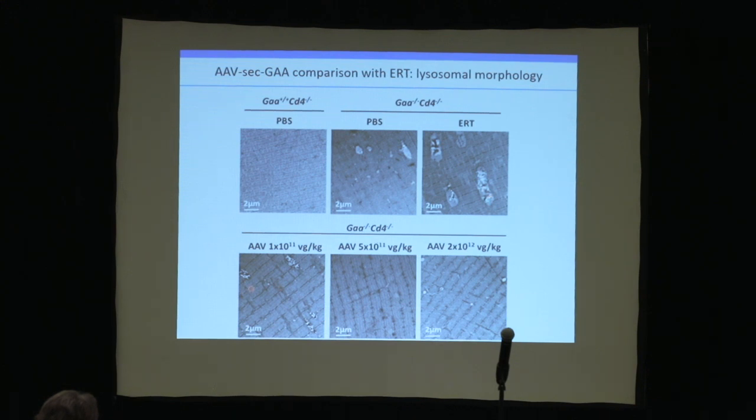But when you go up with the dose of the AAV secreted GAA, you do see an improvement, and you reach a situation with the highest dose which is quite similar to what you see in the PBS-treated wild-type animals.